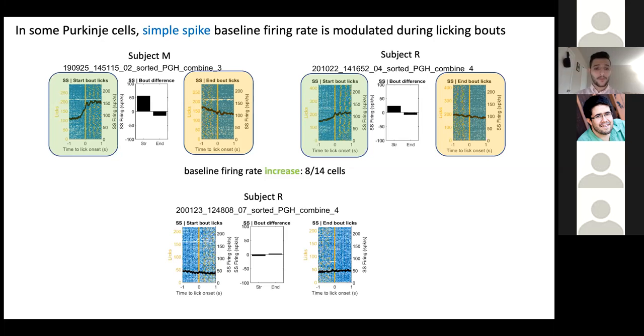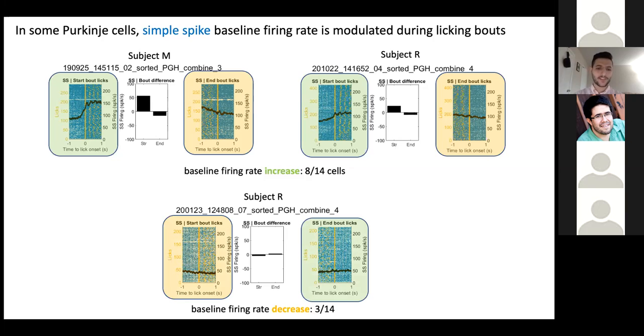On the contrary, here's another cell from subject R, and we have seen the opposite, in that during a licking bout, an animal's baseline firing rate might decrease. And here's just an example of a fairly slight decrease in firing rate. I've seen this in about 3 cells. The top cells were recorded from 6E, which is again a more anterior region of lobule 6. And the cell at the bottom has been recorded from 6AC, which is a more posterior region within lobule 6.